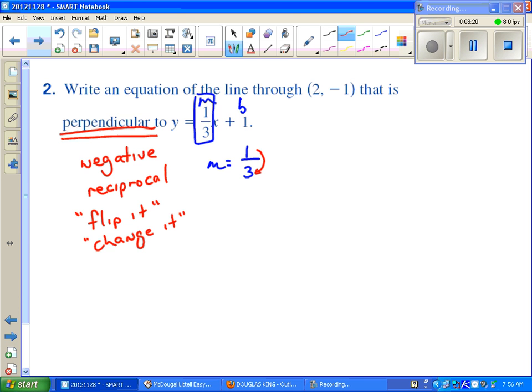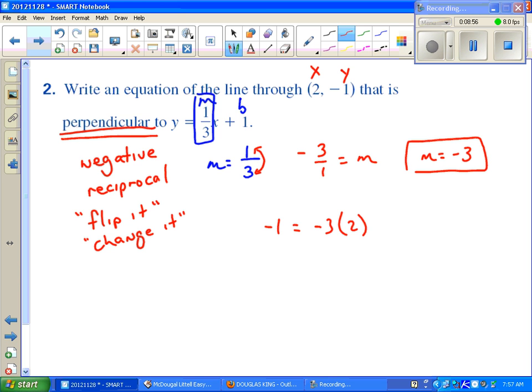1/3, the reciprocal means to flip it. It becomes 3/1. It's positive, so it becomes negative. So the new slope is -3. -3/1, the slope, is the same thing as -3. So your new slope, the one that's perpendicular, is going to be -3. Now you just work it exactly like we've been doing. You already have a slope. Find your b value by plugging into y equals mx plus b form. This is your x, this is your y value. So -1 equals our new m value, -3, times our x value, 2, plus b.